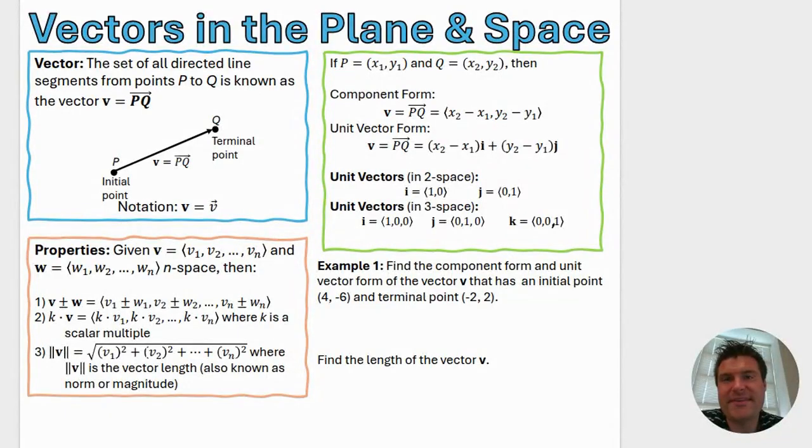Hello everybody and welcome to this lesson on vectors in plane and space. This is for multivariable calculus, also known as calculus 3. This is our first lesson, and what we do for not just this first lesson but most of this first chapter is we cover a lot of vectors and we start to introduce what 3-space is.